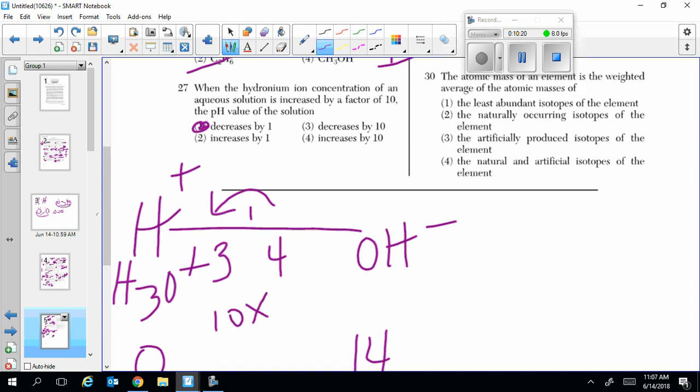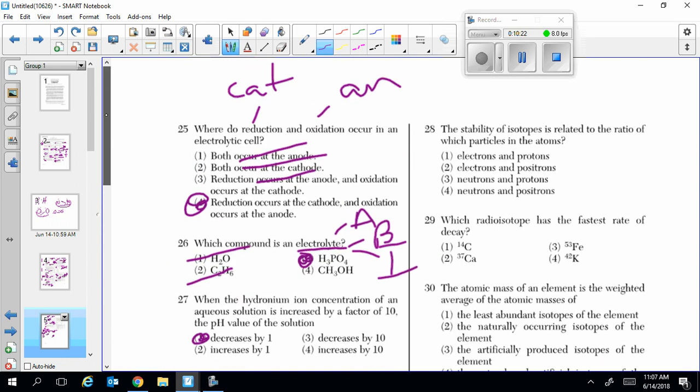So for example, if I went from a pH of 4 to a pH of 3, I would have 10 times more H pluses. The stability of isotopes is related to the ratio of, it's all about the neutrons and the protons. So elements over 82, elements over lead, have an imbalance in the protons and the neutrons in the nucleus, which is why they spontaneously decay.